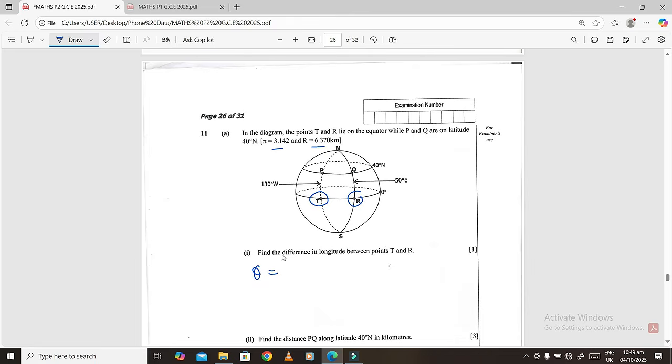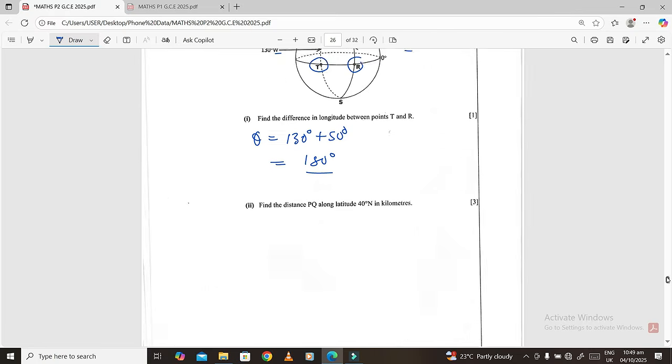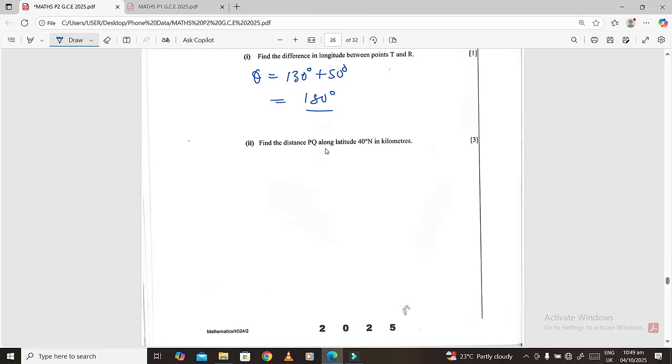This is 130 degrees plus 50 degrees. This longitude passing at R is 50. So this is east, this is west. That's why we're adding. And this is giving us 180 degrees. The next one, they're saying find the distance PQ along latitude 40 degrees.